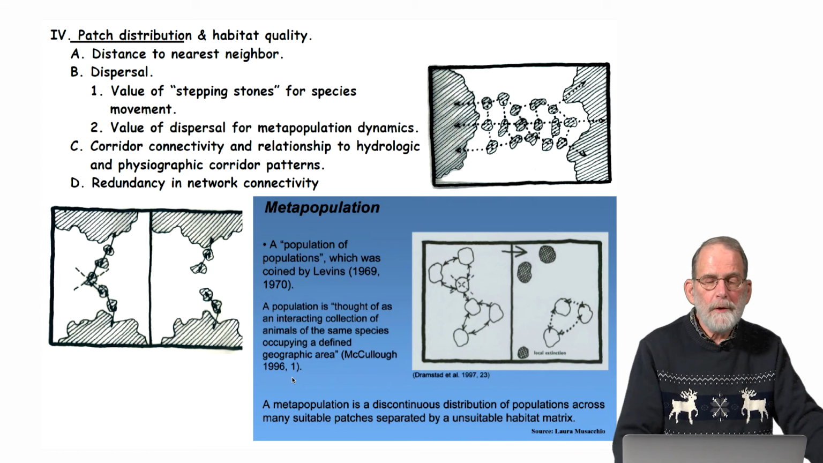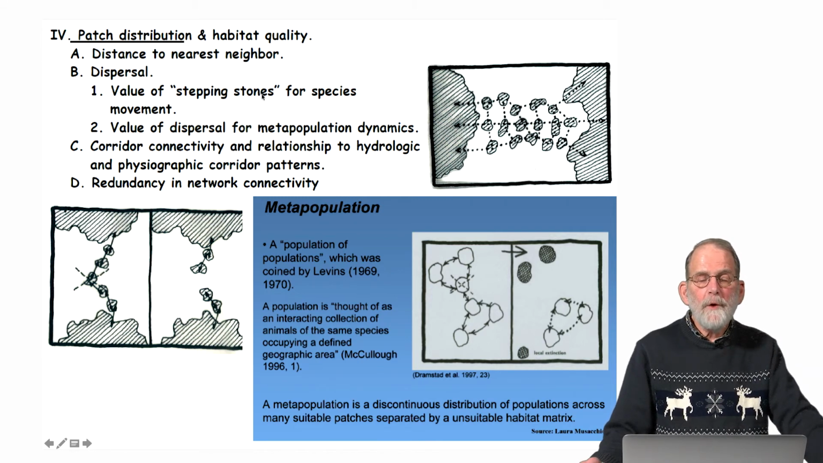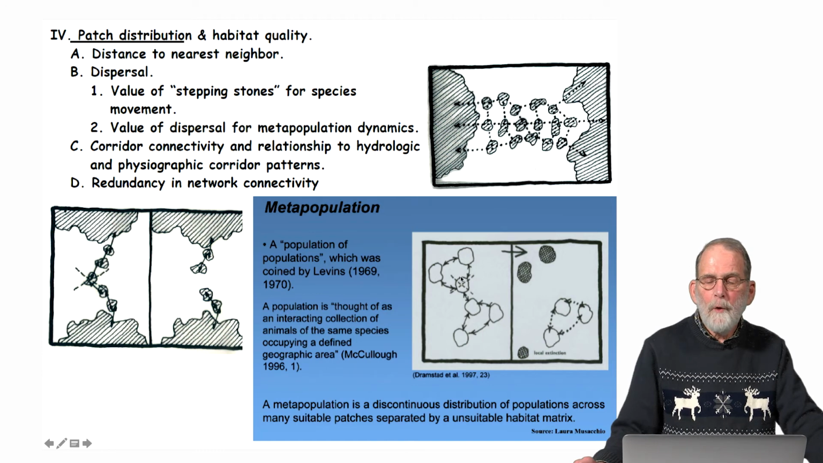So patch distribution and habitat quality, the distance to nearest neighbor is important, the value of stepping stones is important, the ability to connect these patches together, the corridor connectivity in relationship to hydrologic and physiographic pattern is important, and the redundancy in network connectivity. In this image on the lower right, we can see a pattern of three patches that have redundancy in the sense that species can move from the center patch to the upper right patch to the upper left patch, or they can go the other direction.